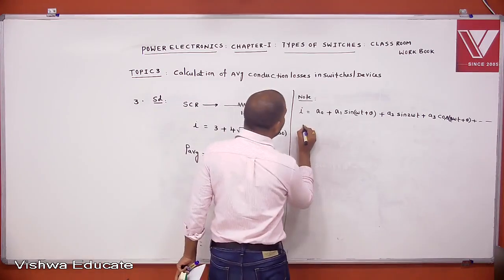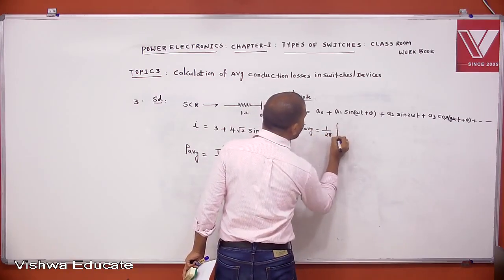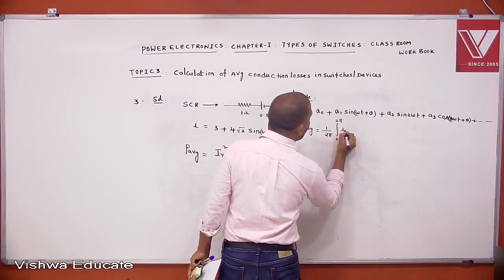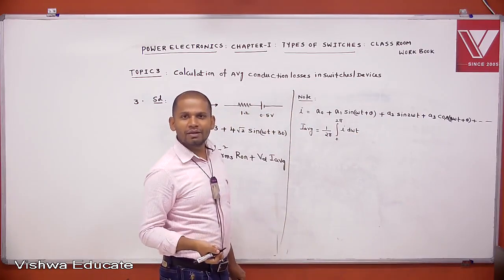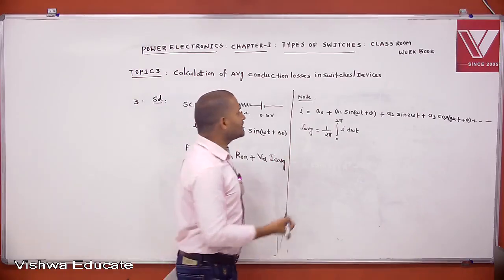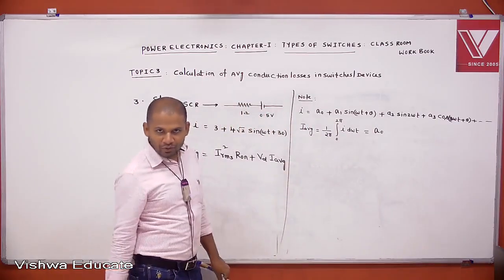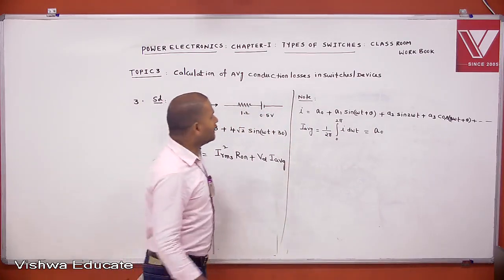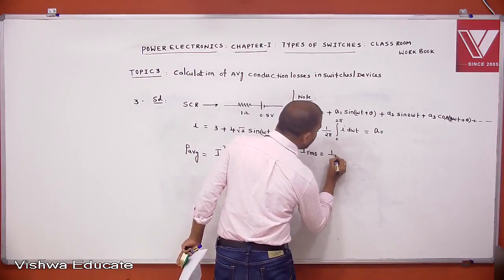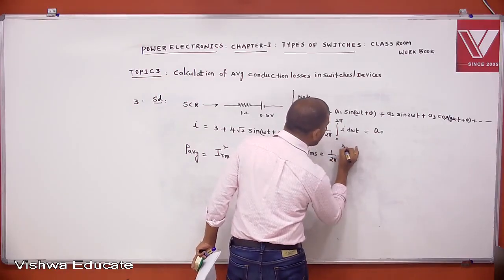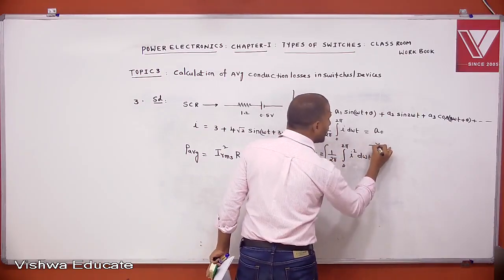Then how to calculate the average current? To calculate the average current, we can do like this: 1 by 2 pi integral 0 to 2 pi i d omega t. But every time doing integration and substituting the limits is a lengthy procedure. So directly remember, for this type of current equation, average equals A naught. The constant indicates the average. Then what is the RMS current? What is I RMS? It is 1 by 2 pi integral 0 to 2 pi i square d omega t, whole to the power of 1 by 2.